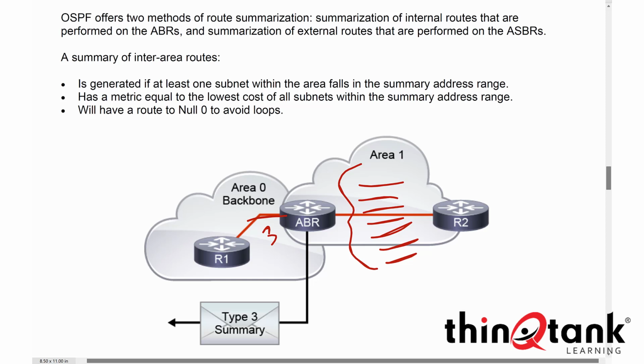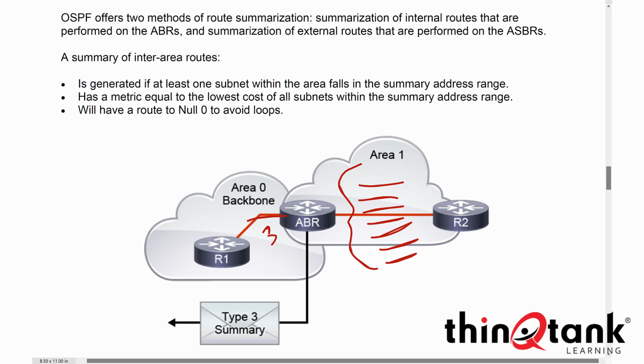And that's, by the way, the same with EIGRP. We always assume our cup is half full, I guess. We assume that the metric for the summary is automatically going to be the lowest metric of the routes that are included in the summary.